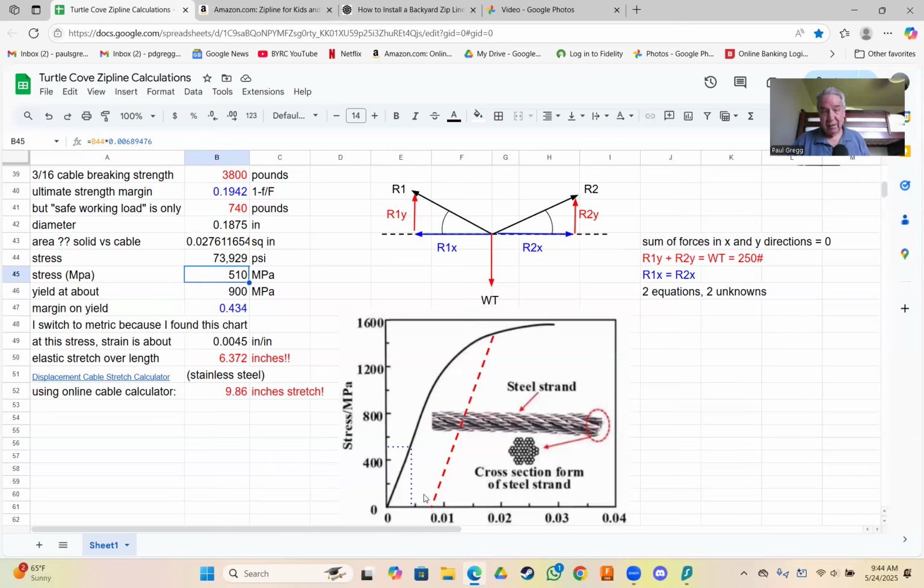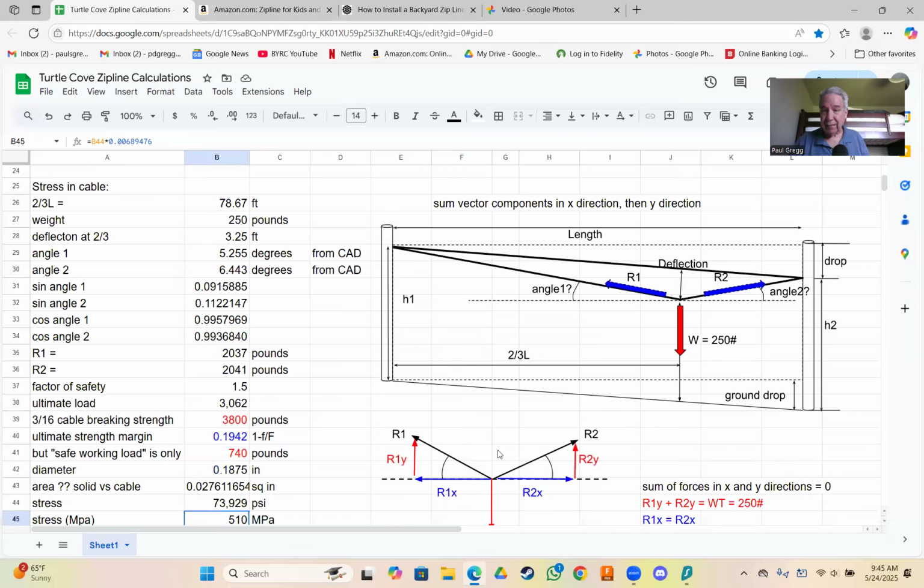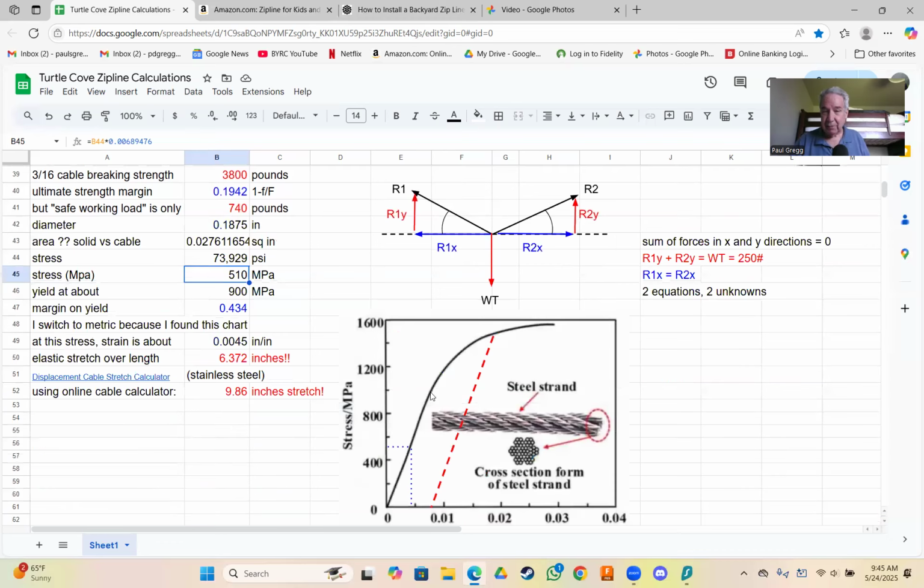And that's why people who own zip lines, if they're really using them, with heavy people and everything, they'll say, well, now it's sagging more than it used to. And what happens is this length has gotten longer. The deformed length has gotten longer because you went plastic. You went past the elastic limit, past the yield stress.